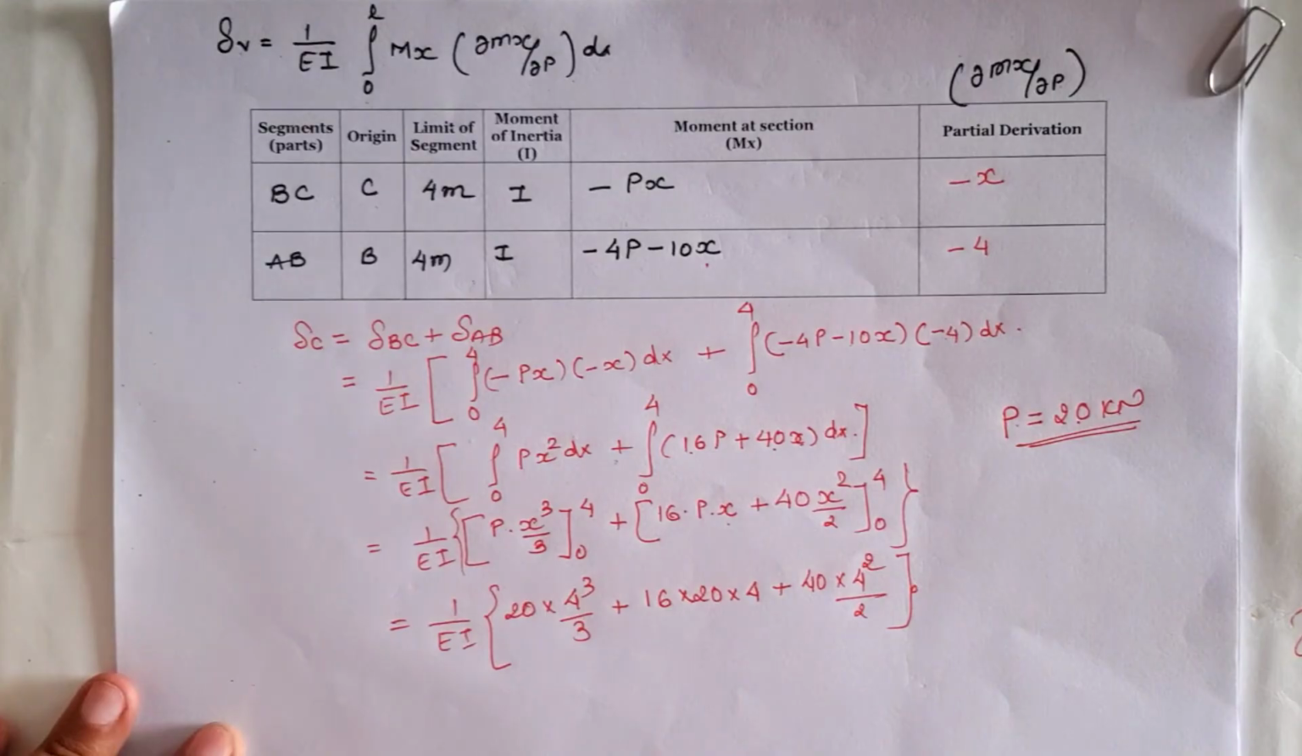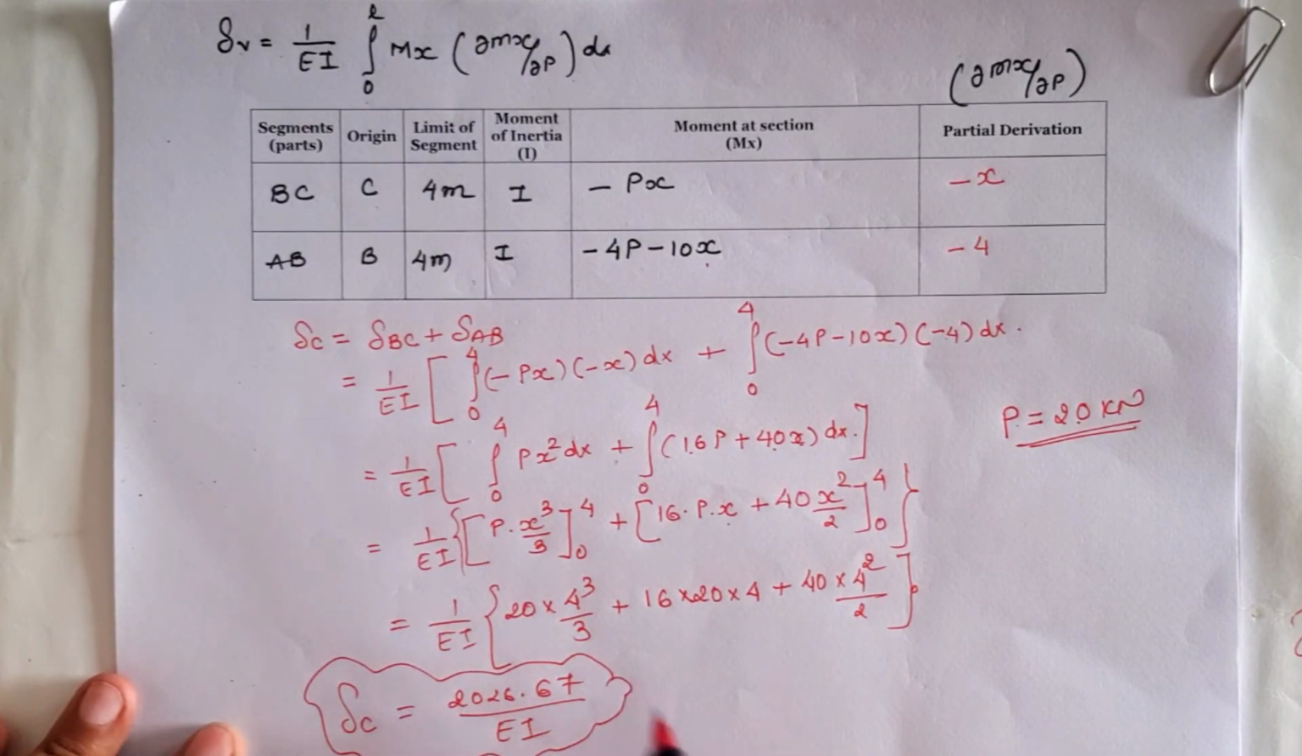Now solving this equation, we have the vertical deflection at location C as 2026.67 by EI. So using Castigliano's theorem, we can find the deflection of the given portal frame. Thank you.